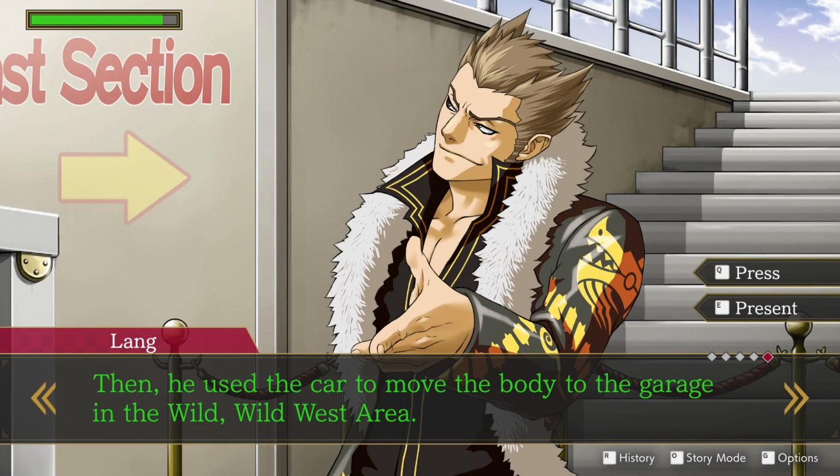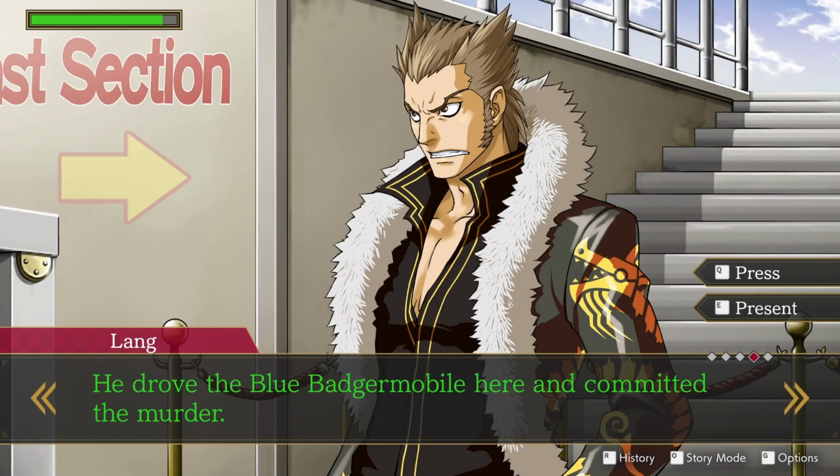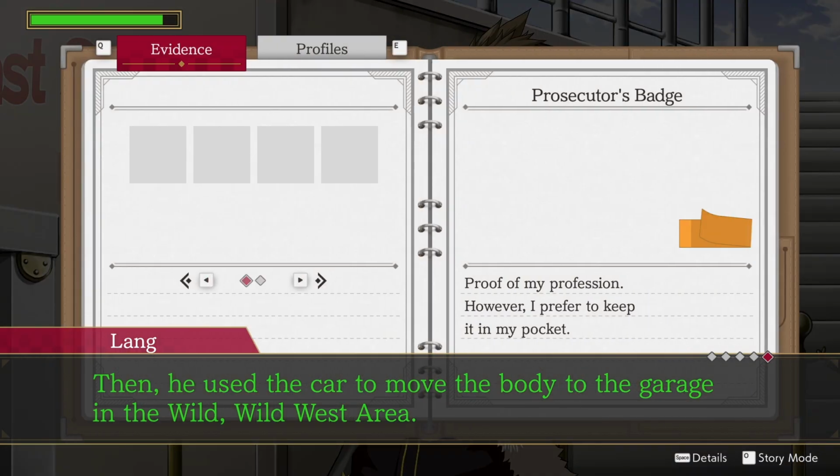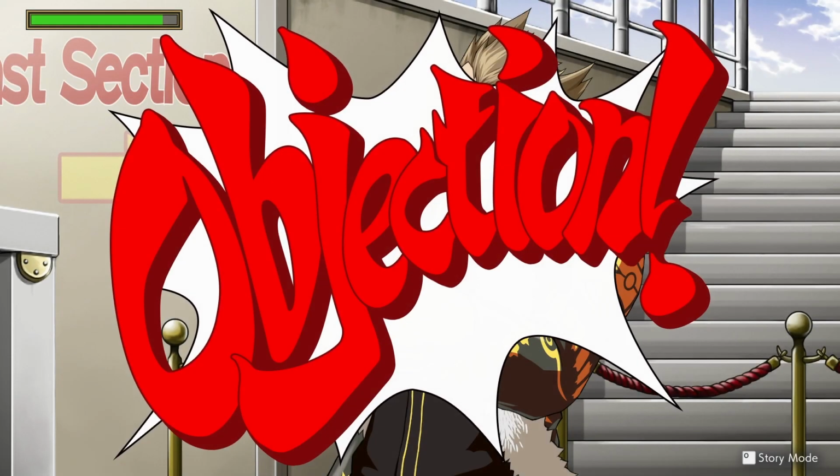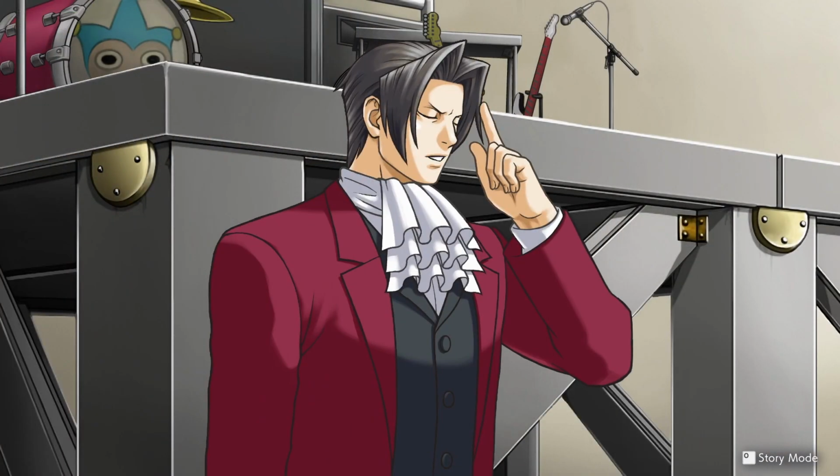I suspect it's here we have to show it. So what? The blue Badgermobile? I think so. Yes, okay. I had a suspicion it would be that.